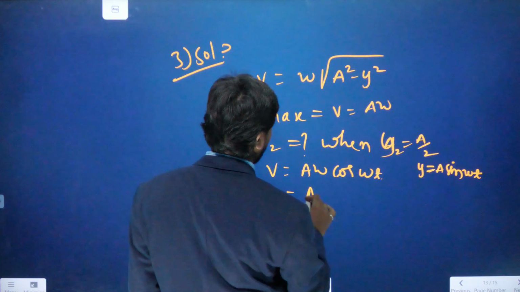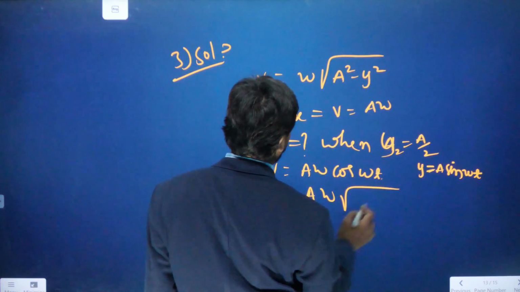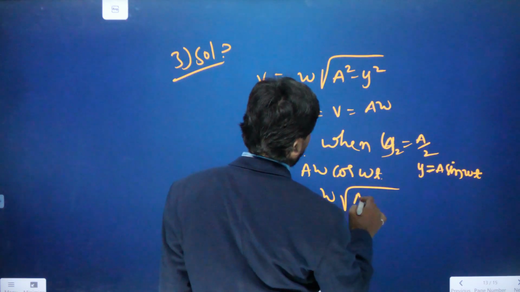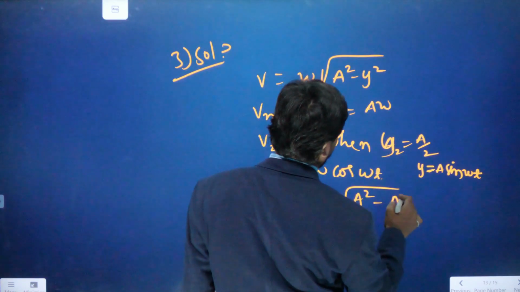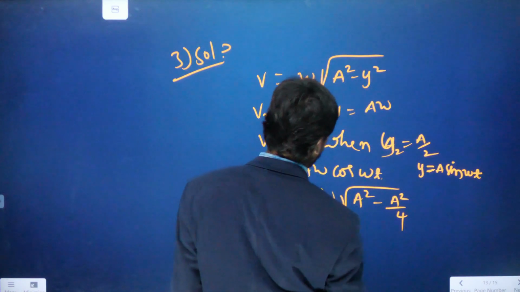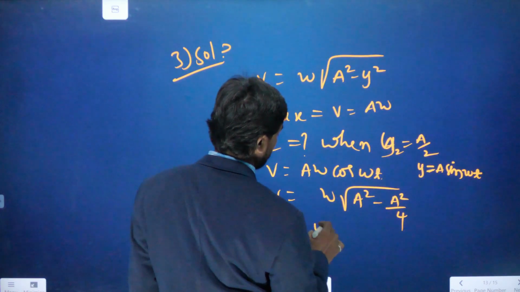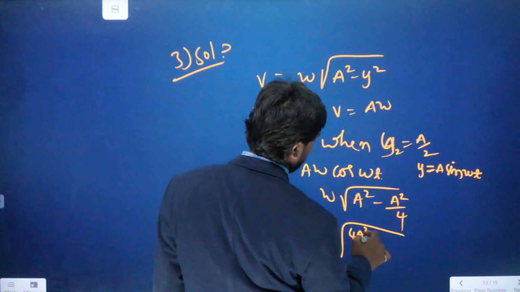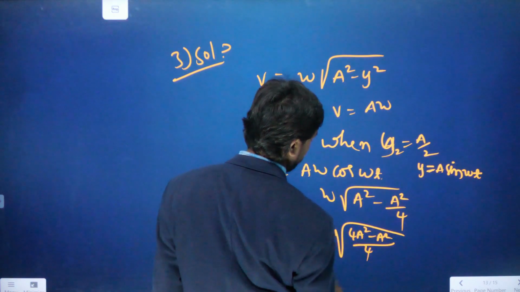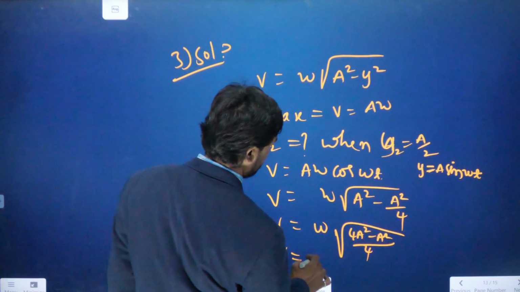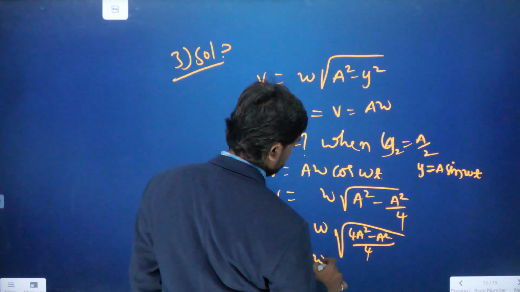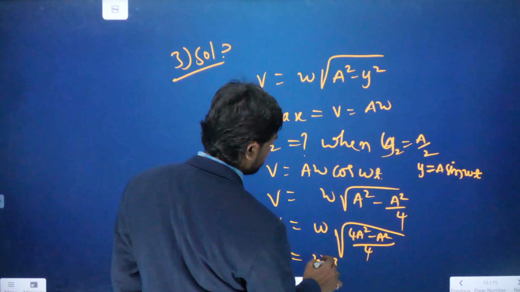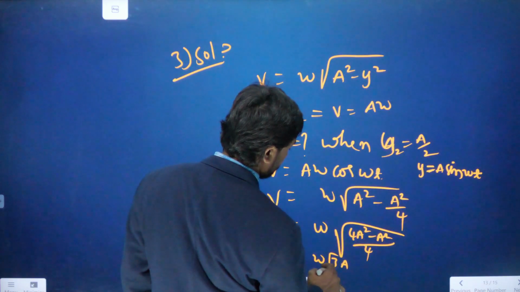V is equal to omega times the square root of A square minus y square. Here y is A by 2, so y square is A square by 4. Then V is equal to omega into the square root of (4A square minus A square) divided by 4. Then V is equal to omega into root 3 A divided by 2.